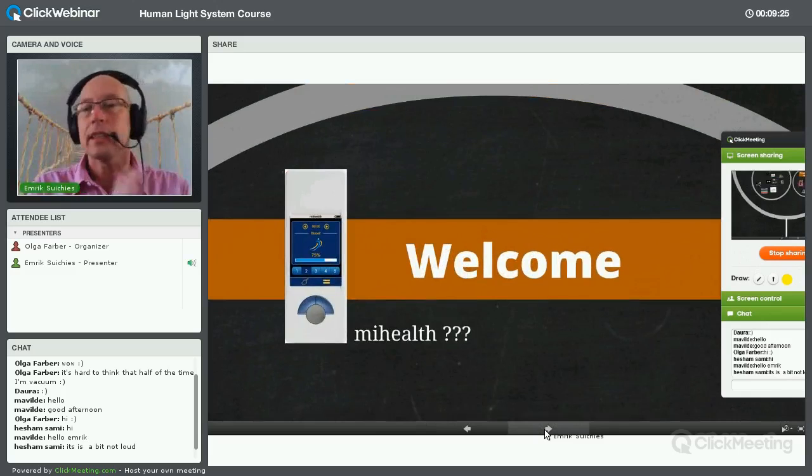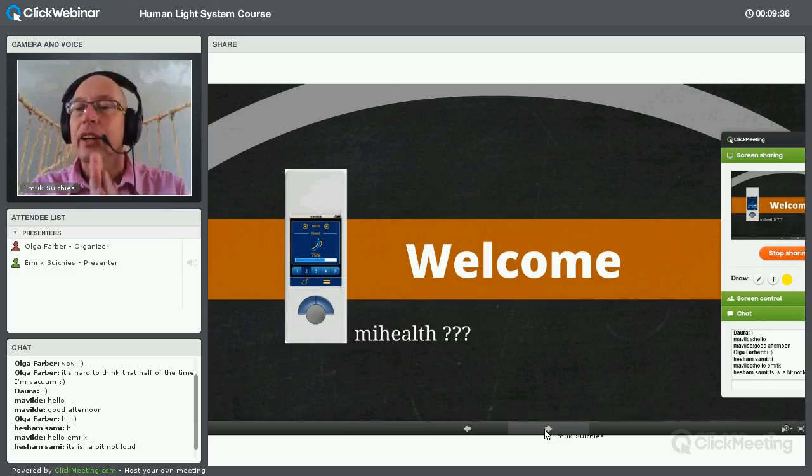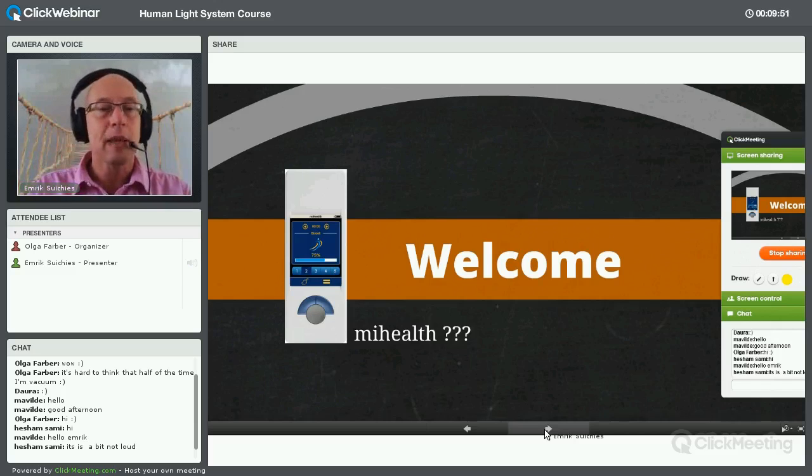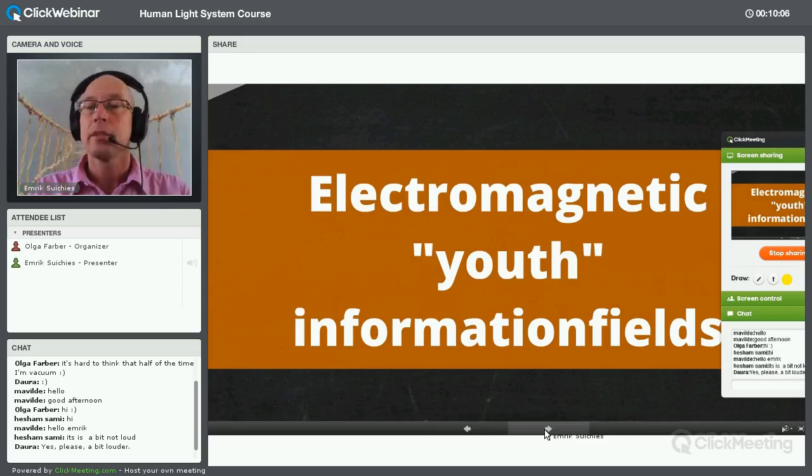And I used it not only with people, but also with a lot of animals. And of course, animals don't lie. So when you have a device like this, and the animal is responding to a frequency with an information pattern, then it's great to see what's happening. Electromagnetic fields are information fields, very young information fields, and also very old information fields.